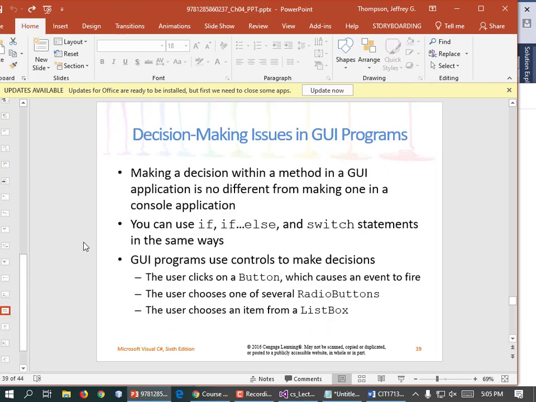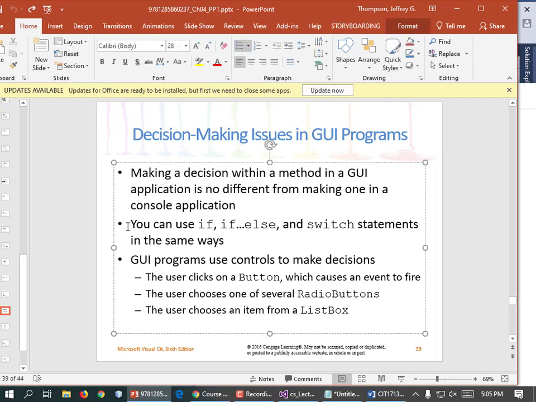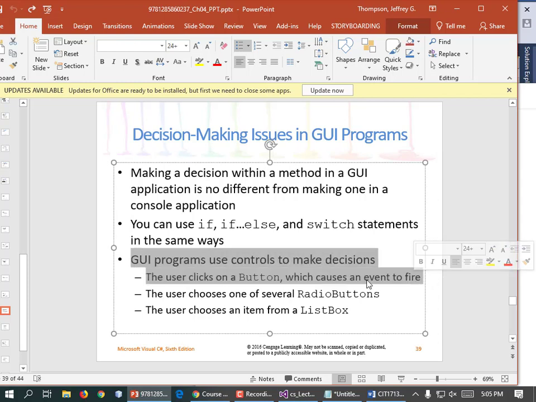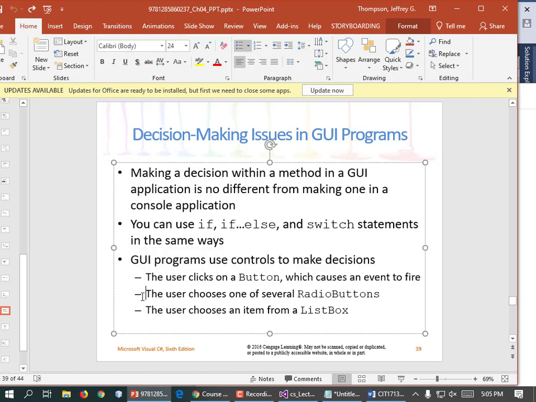So decision-making issues in graphical user interfaces. Making a decision within a method is no different from making one in a console app. You can use if else, switch. And so GUI programs use controls to make decisions. The user clicks on a button, which causes an event to fire, which calls that method, or the user chooses one of several radio buttons, or the user chooses an item from a list box.